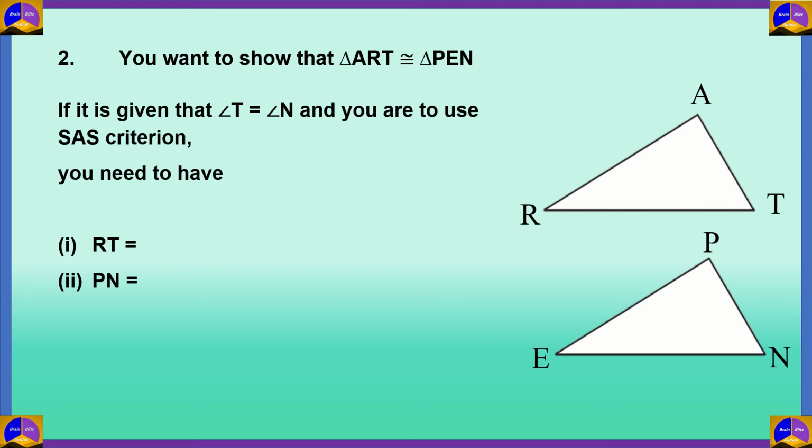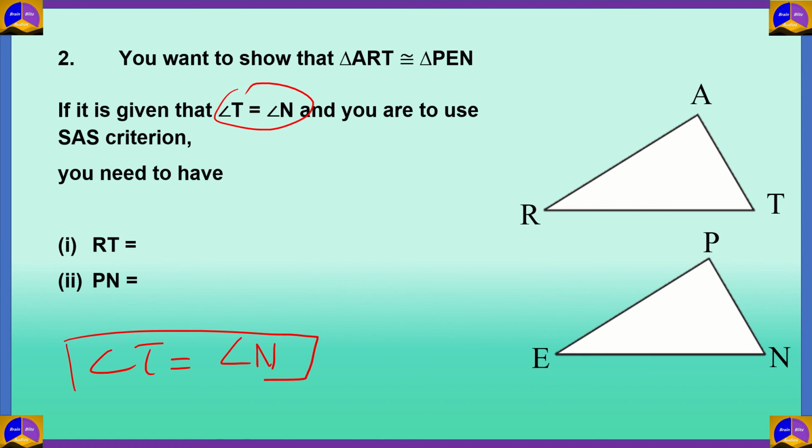Now it's the same part of the question as the previous question. They have given us a statement: angle T is equal to angle N. Let's write that down. So angle T is equal to angle N. Now the criterion they asked us to use is SAS. And the full form of SAS is side, angle, side.